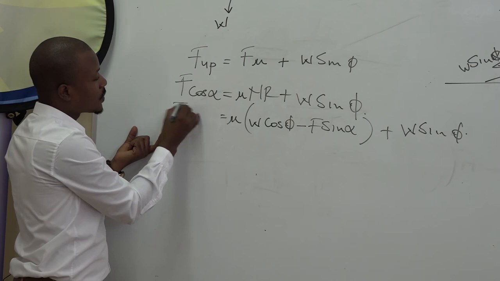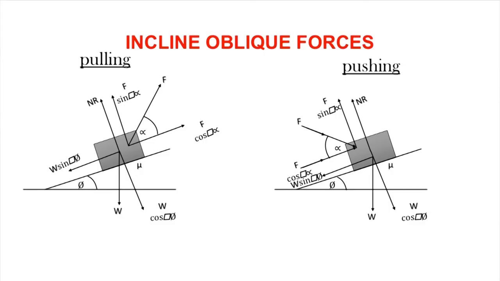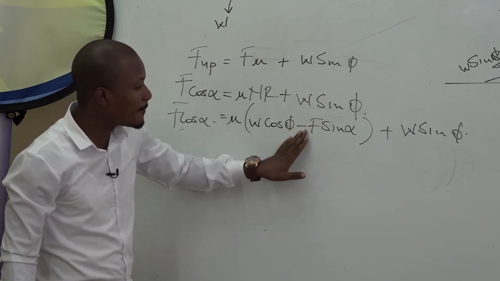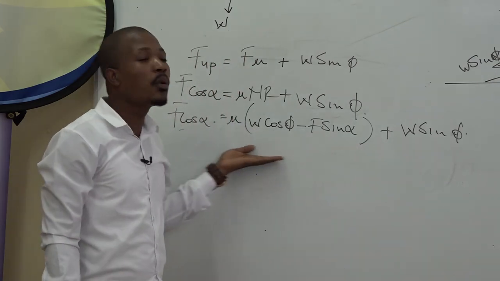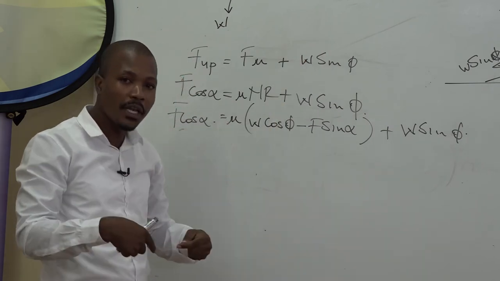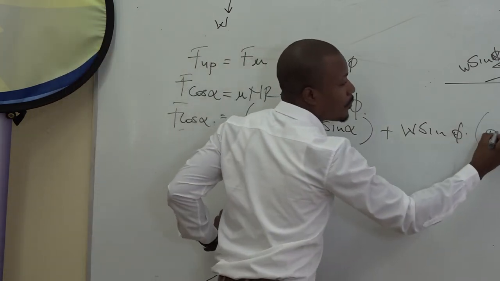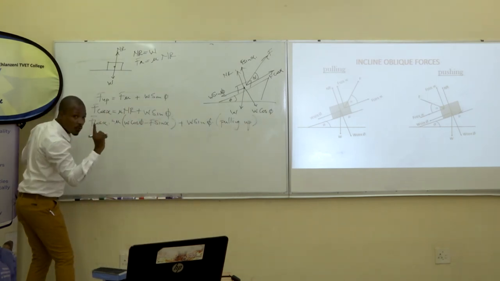So, from here you've constructed your equation. Calculate the force required to pull the object up an inclined plane that forms an angle of theta. The force of pulling forms an angle of alpha. What do you do? F cos alpha is equal to coefficient of friction times W cos theta minus F sine alpha, plus W sine theta. This says you are pulling me up. This is pulling up. Remember, PU means pulling up.